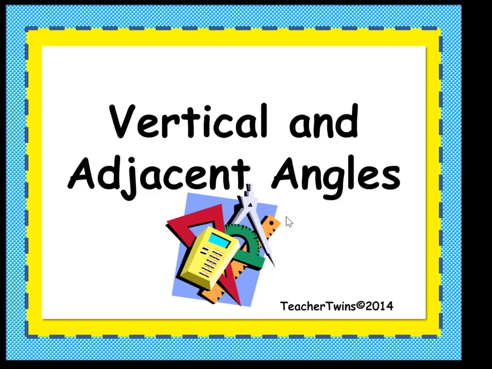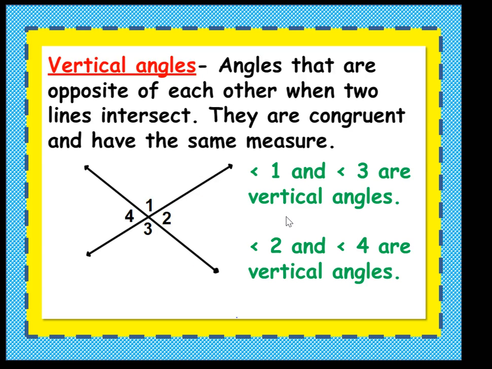Alright, so now we're on to the next PowerPoint. This one covers vertical and adjacent angles. Vertical angles. Angles that are opposite of each other when two lines intersect. They are congruent and have the same measure. So as we see, angles 1 and 3 are opposite of each other.